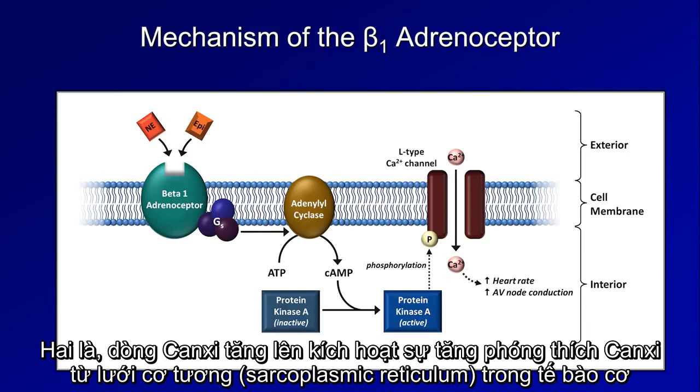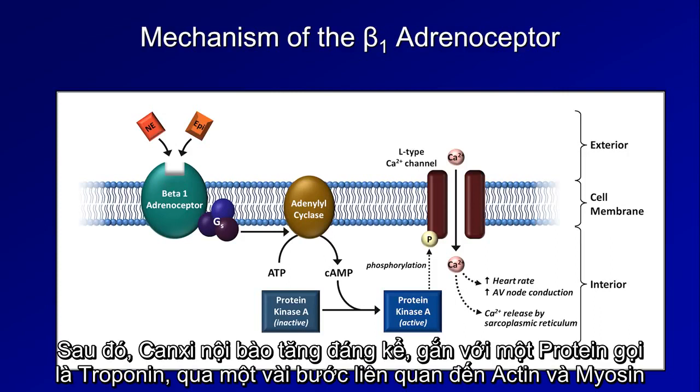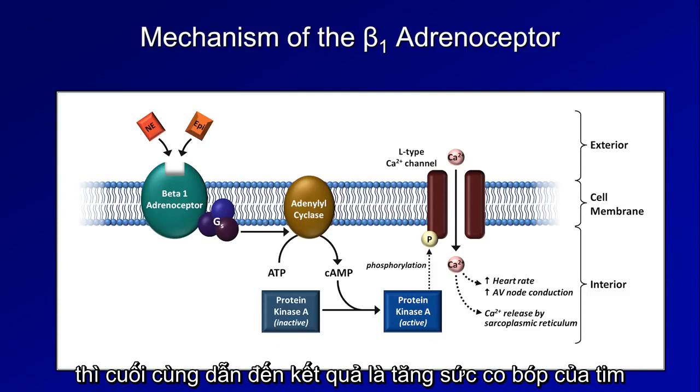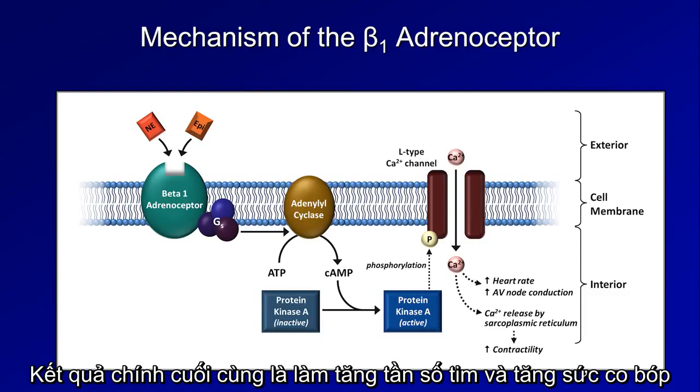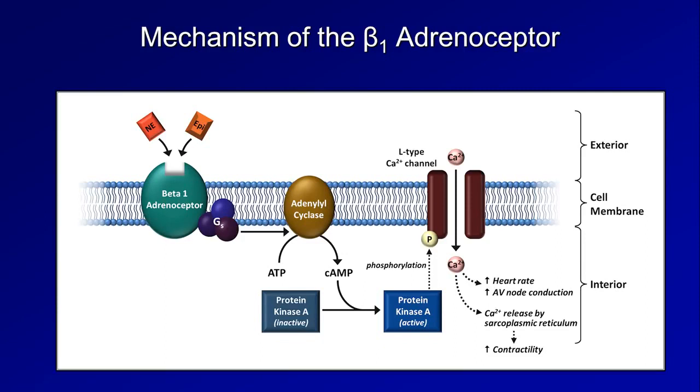Second, the increased calcium influx triggers an increased release of calcium from the sarcoplasmic reticulum within the myocyte. The subsequently dramatically increased intracellular calcium binds to a protein called troponin, which through a few more steps involving actin and myosin ultimately results in an increase in the strength of cardiac contraction. So in summary, epi and norepi released by the sympathetic nervous system bind to beta-1 receptors in the heart, with the primary final outcomes of an increased heart rate and an increase in contractility.